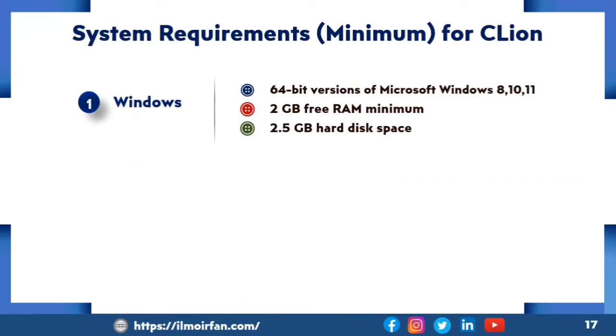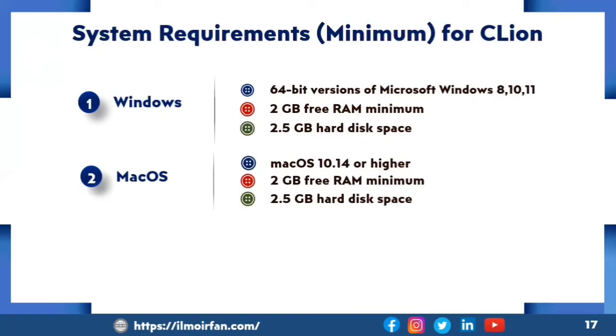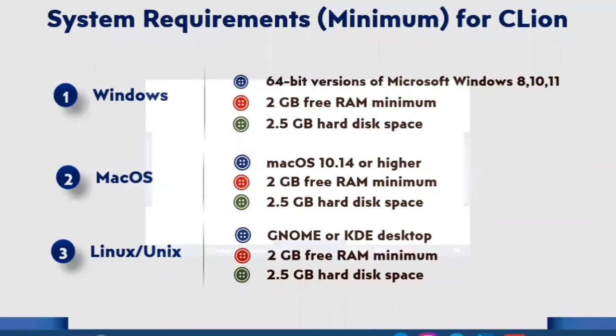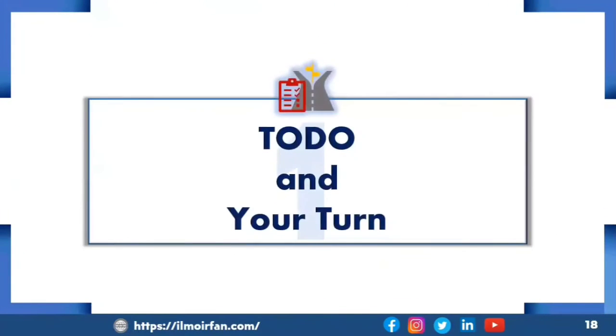For Windows operating system, 64-bit versions of Microsoft Windows 8, 10 or 11, 2 GB free RAM minimum, 2.5 GB hard disk space are required. And for Mac operating system, Mac OS 10.14 or higher, 2 GB free RAM minimum, 2.5 GB hard disk space are required. And for Linux or Unix, GNOME or KDE desktop, 2 GB free RAM minimum and 2.5 GB hard disk space are required.